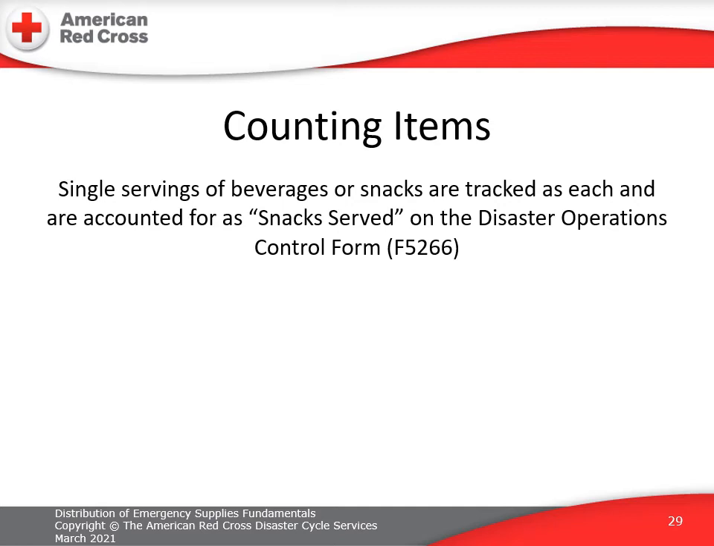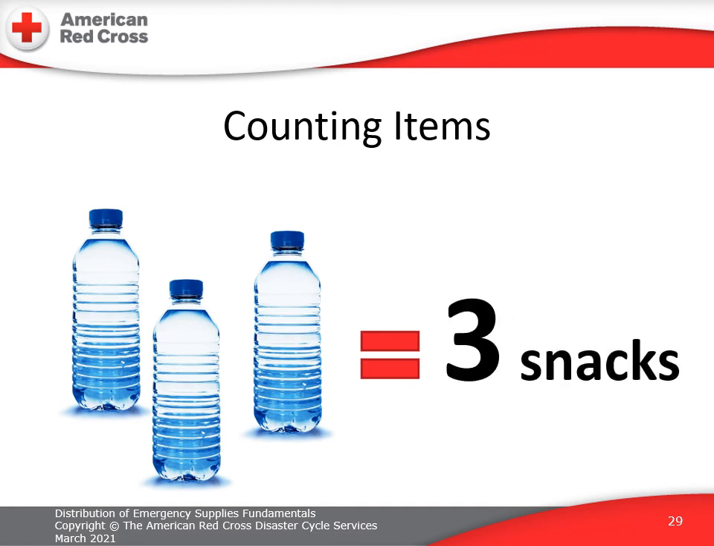If single servings of beverages or snacks are given to clients at distribution sites or by mobile teams, these items are tracked as each and are accounted for in the special snacks section at the bottom of all tracking forms. These are accounted for as snacks served on the Disaster Operations Control Form, otherwise known as the 5266. For example, if you are giving individual bottles of water to disaster clients, they are counted as 1 unit each as a snack on the snack count line at the bottom of the form. If you gave 3 bottles to a client, you would count them as 3 snacks on the site route record.